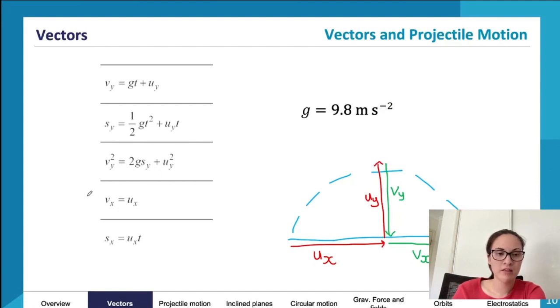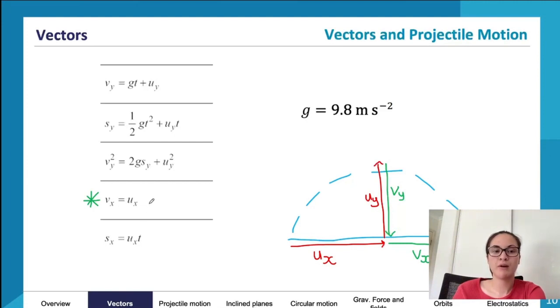One key thing to remember that people always tend to forget when doing questions is that Vx is equal to Ux, because that horizontal velocity never changes. I'm pretty sure that's it for those. If you have any questions, pop them into the chat if you're not sure about any of these.